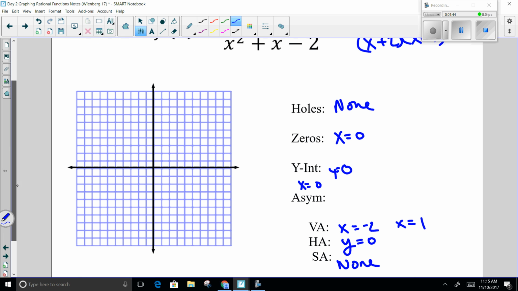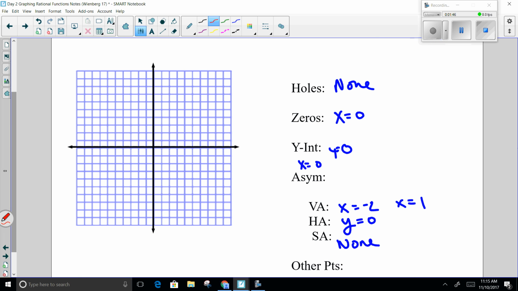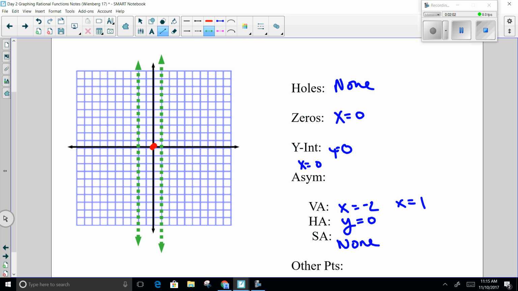So let's take all this information and put it on the graph. We have a zero at 0. We have a y-intercept at 0. We have a vertical asymptote at x equals negative 2, and another at x equals positive 1. We have a horizontal asymptote at y equals 0. So we have this.